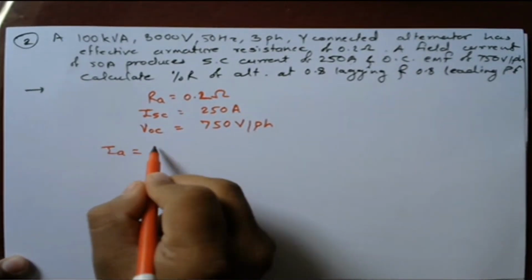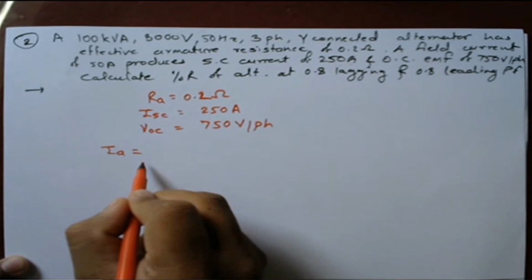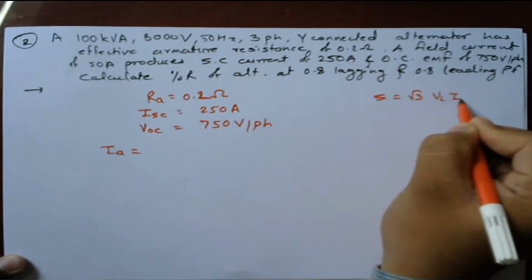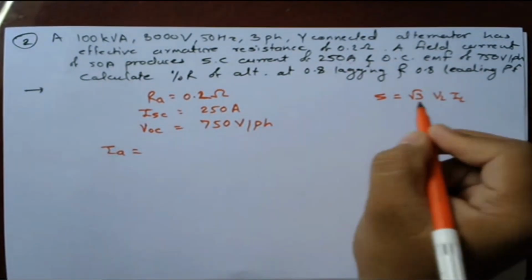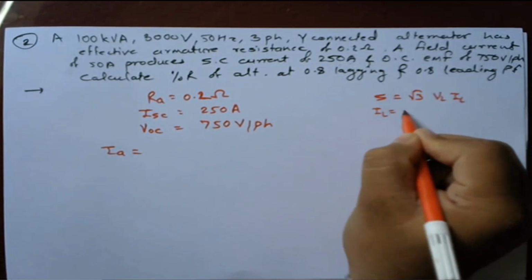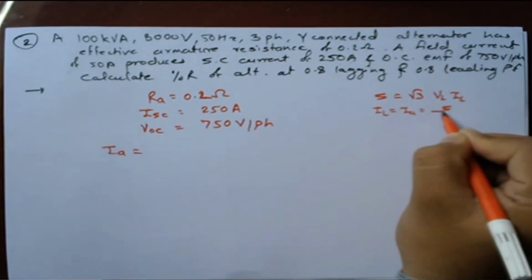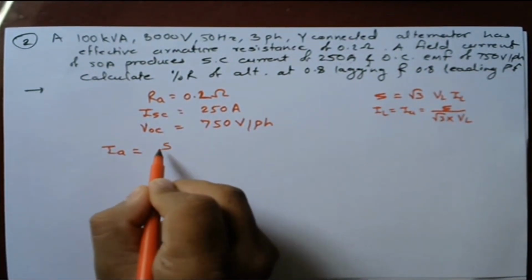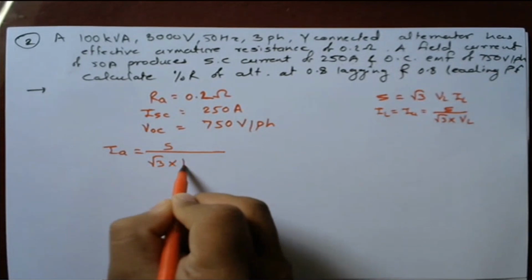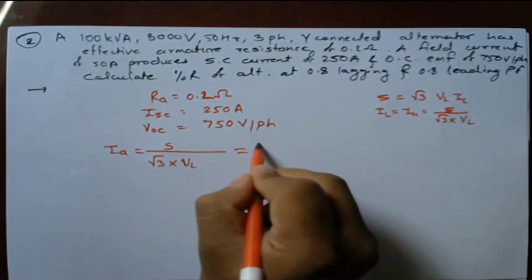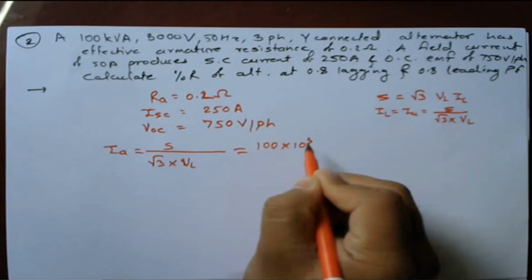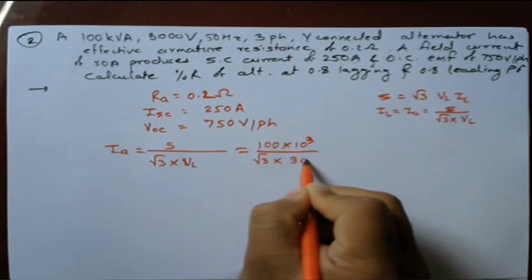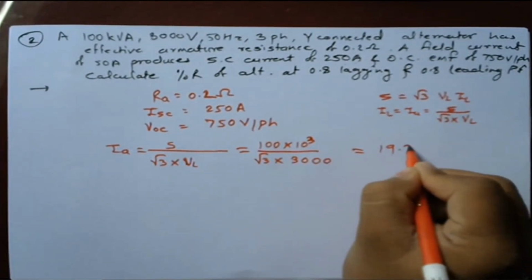What is Ia? Can anyone please tell me? S is equal to what? Root 3 VL IL. As it is star connected, this IL is equal to Ia, which is equal to S divided by root 3 into VL. What is S? It is 100 kVA, that means 100 into 10 raised to 3 divided by root 3 into VL. VL is equal to 3000. It is coming as 19.245.